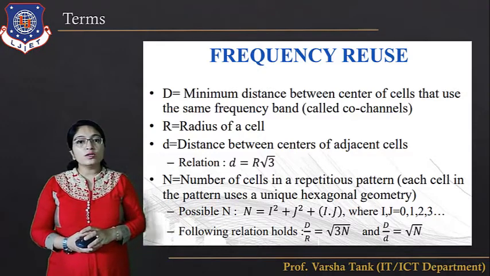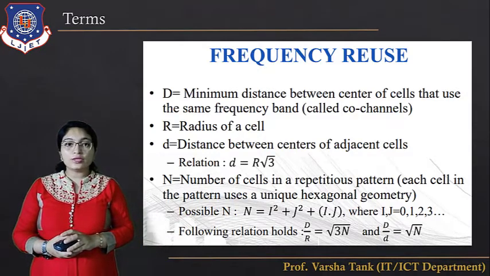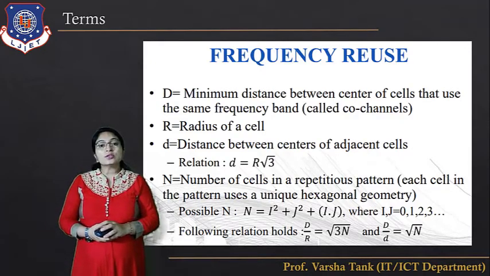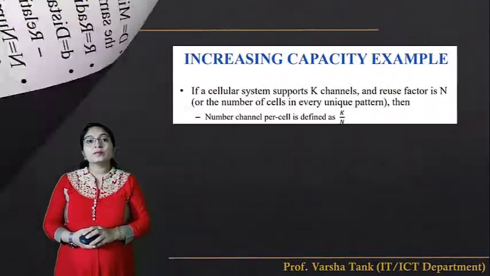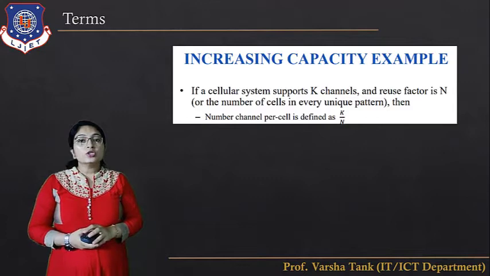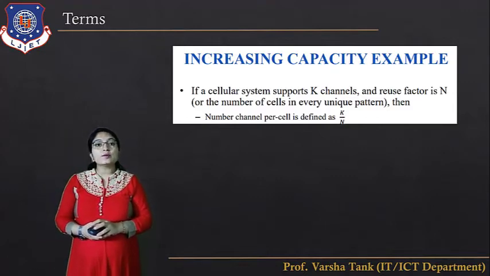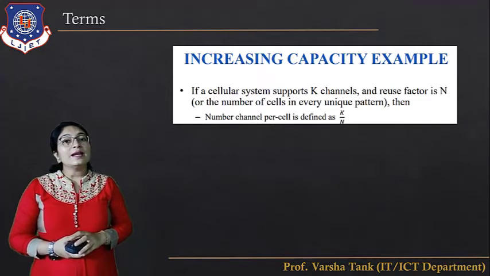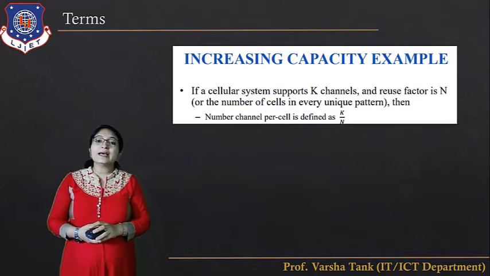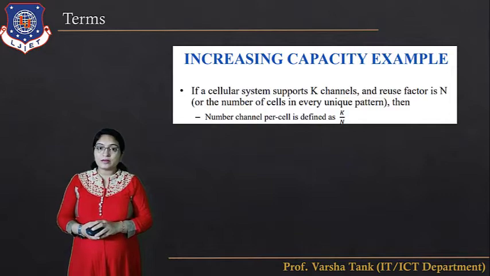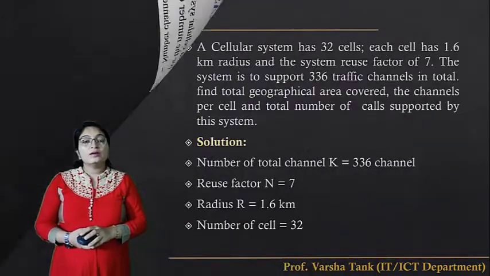Now this relation holds: D by R is equal to root 3N, and we can say D by d is equal to root N. So these are some of the relations. When we are talking about increasing capacity, if the cellular system supports K channels and the reuse factor is N, the number of cells in every unique pattern, then the number of channels per cell is defined as K by N. These terms are related to the examples that we will learn in this video lecture.